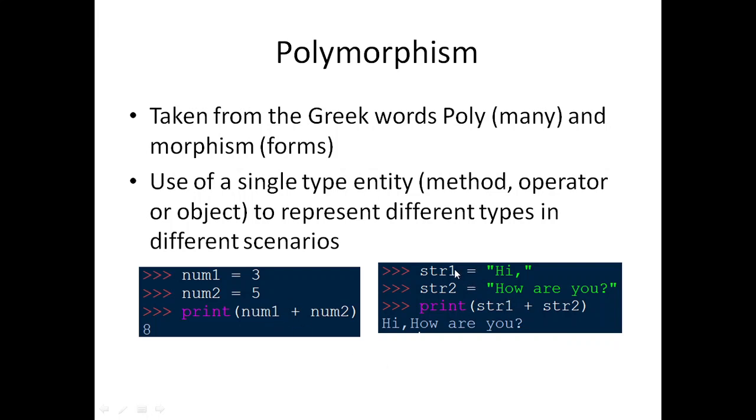Now, if we use the same plus operator for strings, if str1 is "hi" and str2 is "how are you", and we use it to add two strings, it will perform the concatenation operation. So this is also an example of polymorphism. This is operator polymorphism, because the same operator in two different scenarios works in two different manners. One is addition, the other is concatenation.